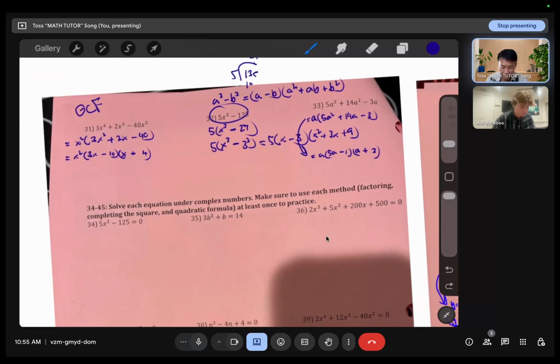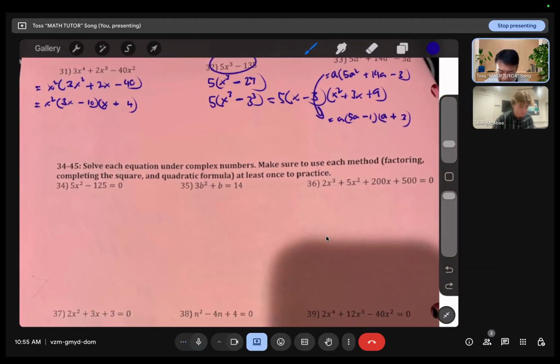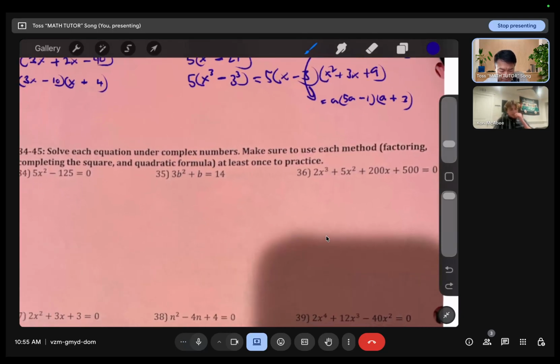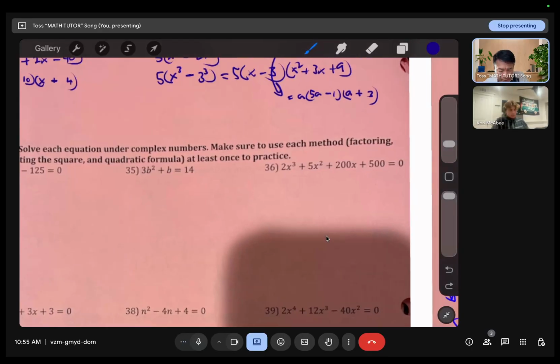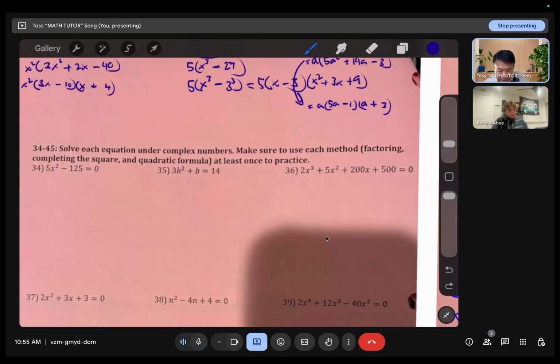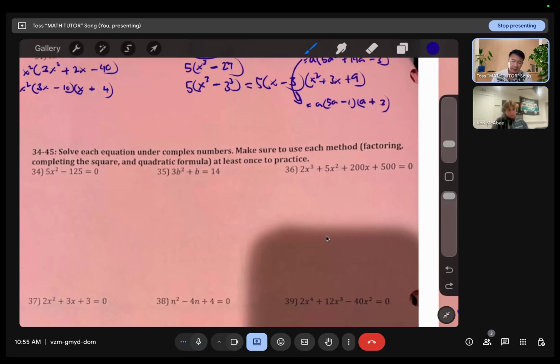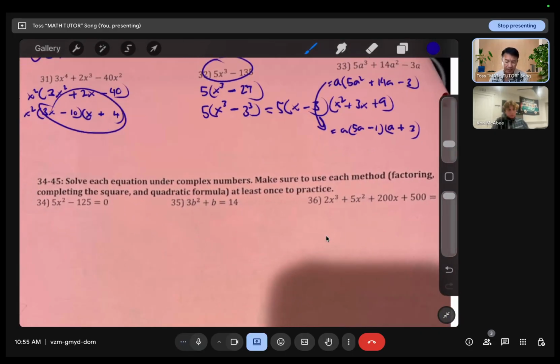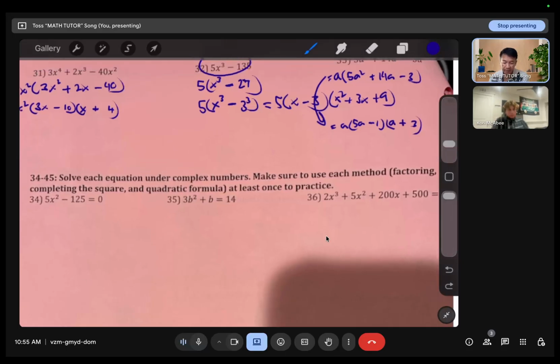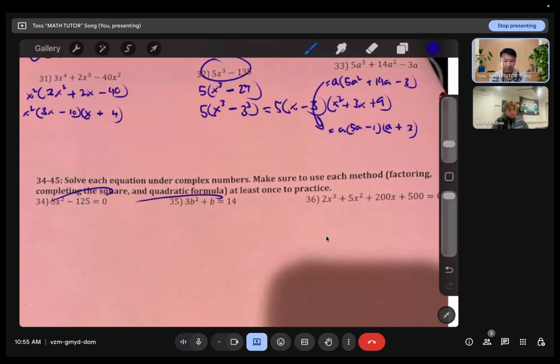Okay, now, these ones. It says solve the equation now with complex numbers, meaning that you expect the i to appear if you get them. Make sure you use each method: factoring, complete the square, and quadratic formula, at least once. You have to follow that to the T. The factoring is like what we did, guess and check. The complete the square is longer. Quadratic formula is longer.